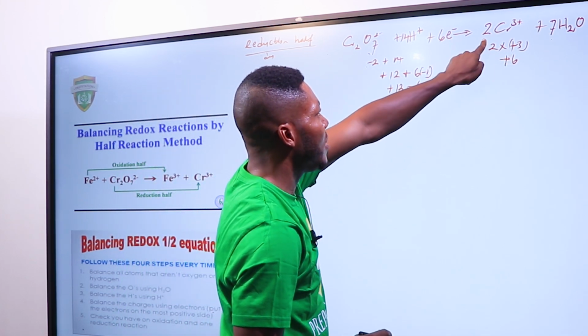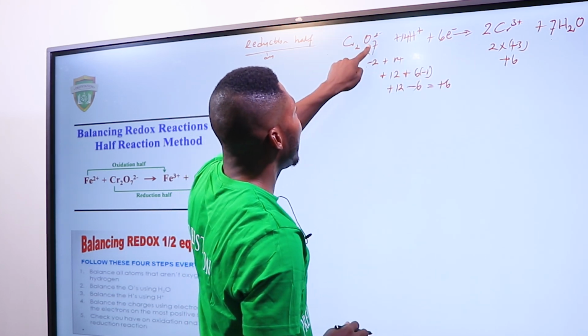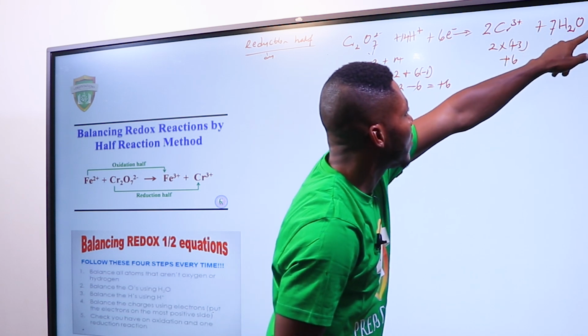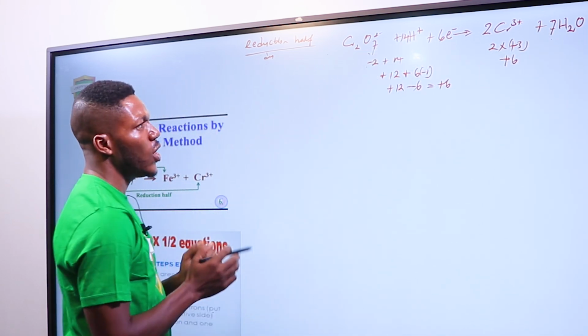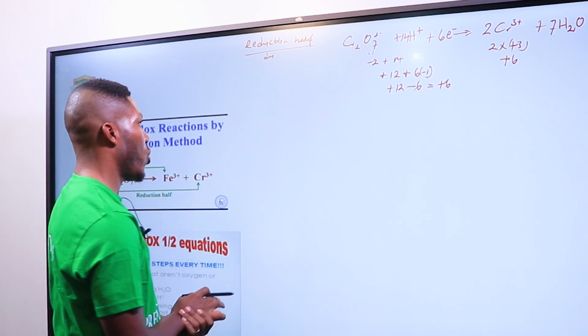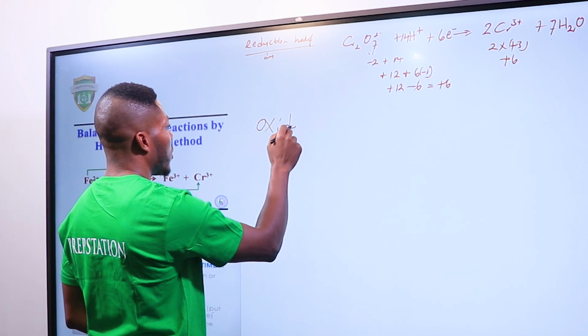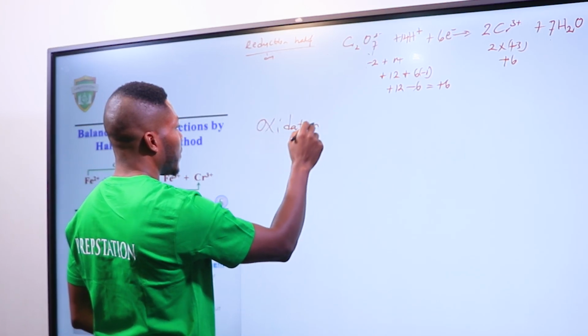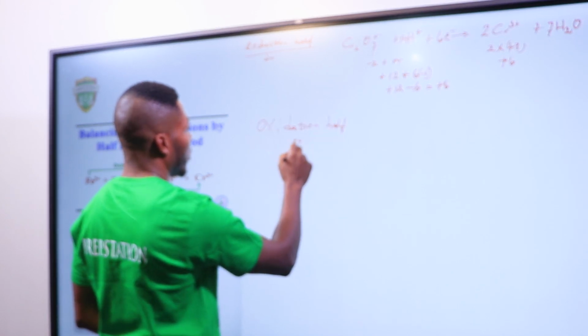Electron is balanced: 6 electrons, 6 electrons, 2 chromium, 2 chromium, 7 oxygen, 7 oxygen, 14 hydrogen, 14 hydrogen. We are done with the reduction half equation. Now let's go to the oxidation half equation.